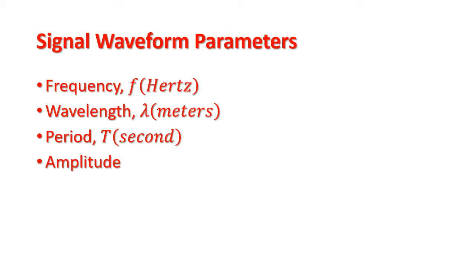Here are the parameters of a waveform. The frequency is the number of full cycles per second. Period is the time it takes for one cycle to complete. It is the reciprocal of frequency. Amplitude is the vertical level of the signal waveform.